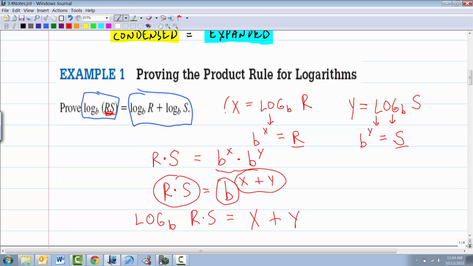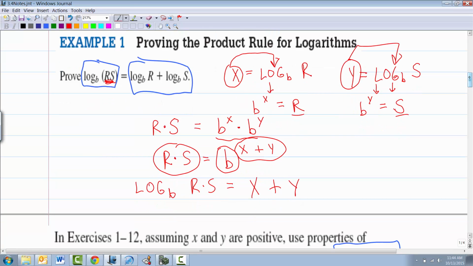Now what are we going to do? We're going to look up here and see what x is. What is x the same thing as? What is y the same thing as? So I kind of wrote a little bit large. Log base b of r times s does in fact, through resubstitution, equal log base b of r plus log base b of s. And that's the proof. Remember what a proof is all about: all your steps in the middle, not the end. Of course, that's what we wanted to get.